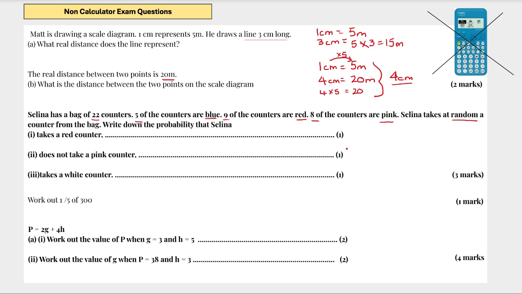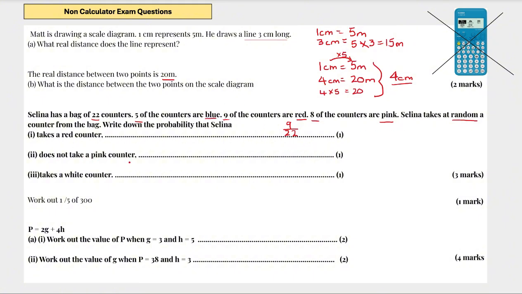Well, in total, we've got to put our denominator, our total is going to be 22, isn't it? Because that's our total. And it's asking for the probability. That usually comes in the form of a fraction. It hasn't told you that, but put in your mind probability, fraction. So Selena has a bag of 22 counters, check, and she takes a red counter. So where are the red? There's 9 red, and we're just going to pop that on the top. It's as simple as that, guys. Just as long as you know your total, your denominator, you should be able to solve these.